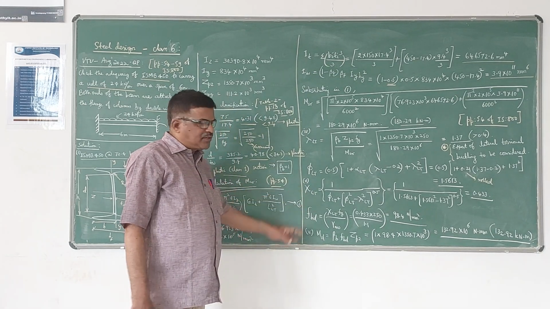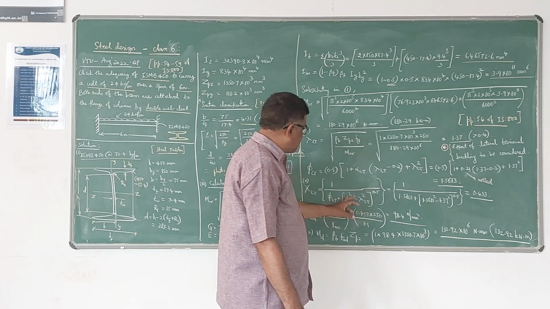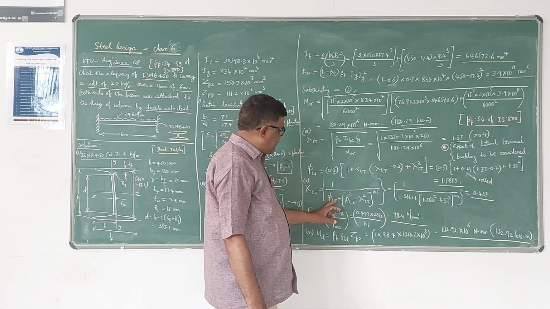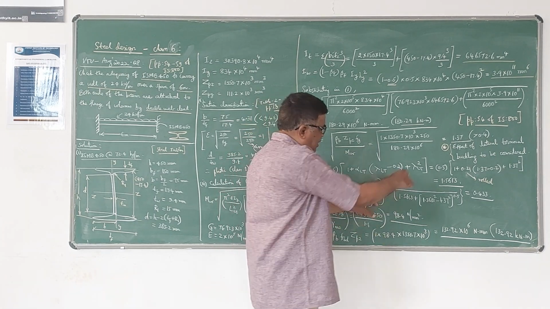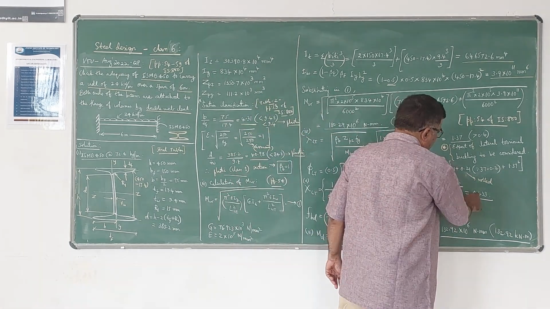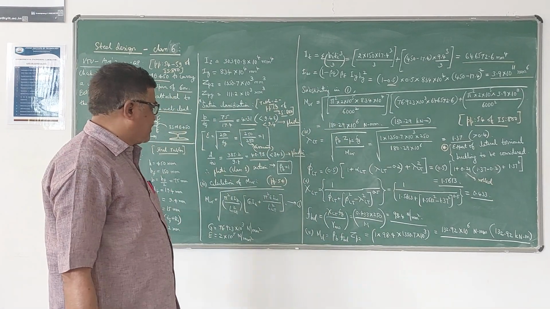Then the next step is xi LT. It depends on phi and lambda. If you substitute 1 divided by phi plus phi square minus lambda square to the power 0.5, with the corresponding values, if you simplify, you will get xi LT as 0.433.